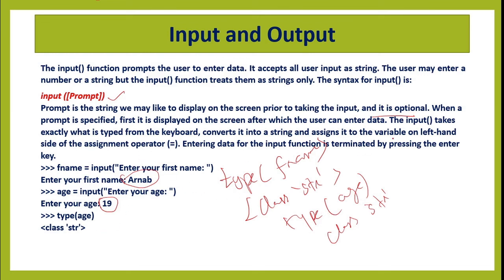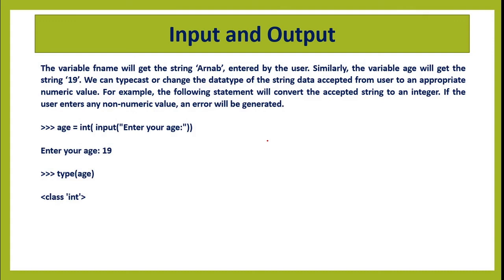Here you should remember the input function takes exactly what is typed from the keyboard, but it converts that into string. So the Python shell accepts all the user input as string only. The variable fname will get the string Arnab entered by the user. Similarly, the variable age will get the string 19. We can typecast, or change, the data type of the string accepted from the user to the appropriate numeric value.